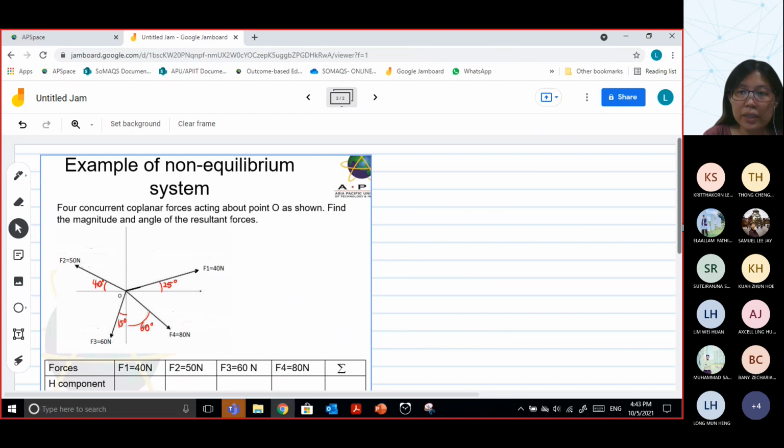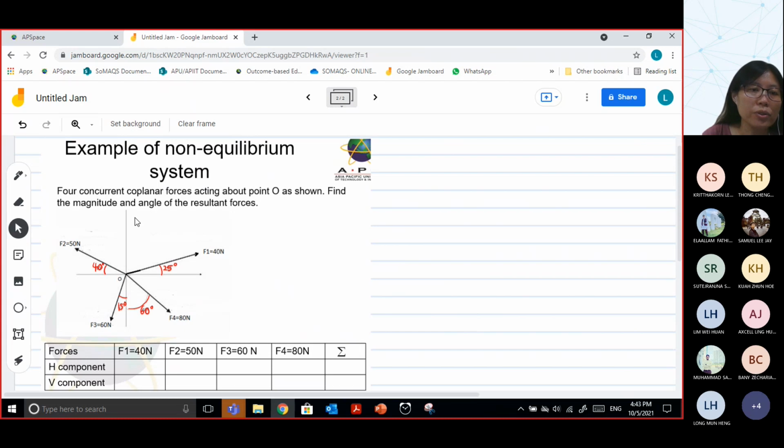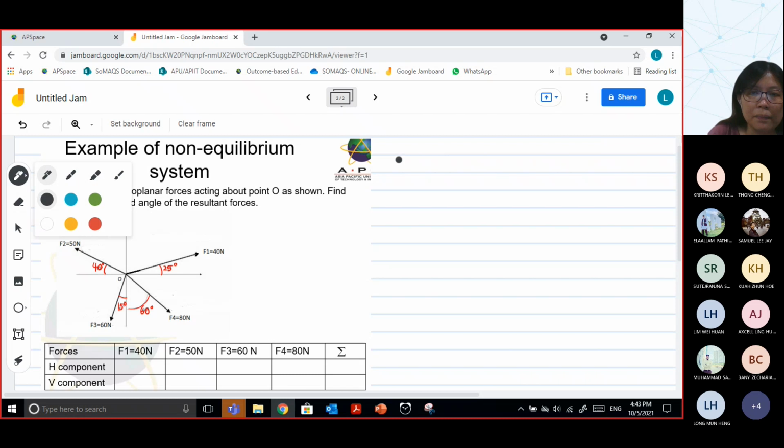Okay, so come to this question. You involve 4 forces here. You want to find the magnitude and angle of the resultant force. Resultant force means that when you add all the 4 forces, what is the resultant force you get? So find the magnitude and also the angle. Let's say we start with the horizontal. So I construct this table, and we have forces in Newton.